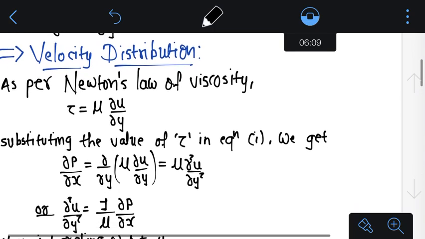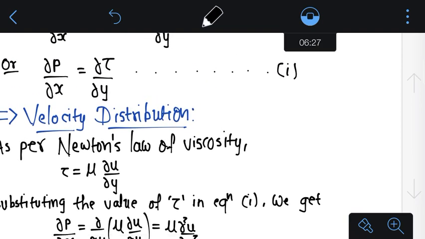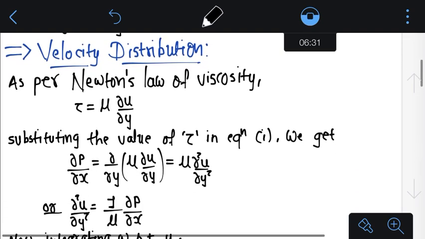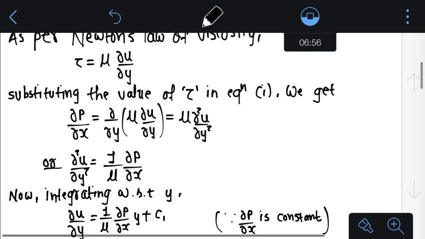So in velocity distribution, applying Newton's law of viscosity, which is tau is equal to mu ∂u/∂y, we can substitute this value of tau into equation number 1, that is ∂p/∂x is equal to ∂τ/∂y. Substituting, we get ∂p/∂x is equal to ∂/∂y of mu ∂u/∂y. So the final form would be equal to mu into ∂²u/∂y². Or in other words, making ∂²u/∂y² the subject, it will be equal to 1 upon mu ∂p/∂x.